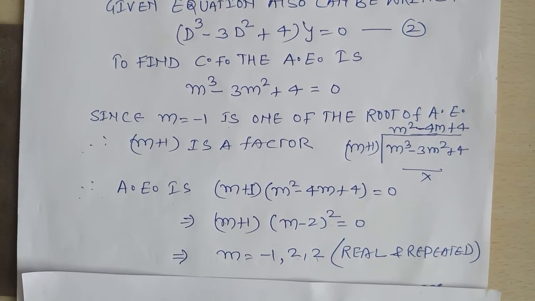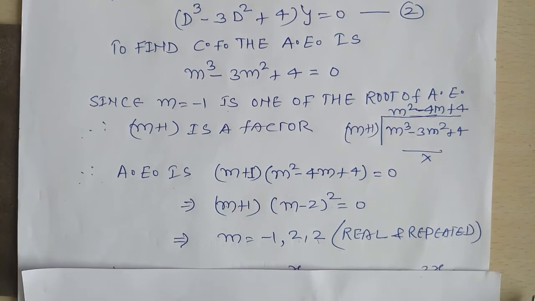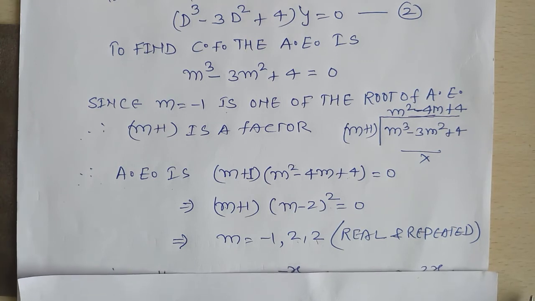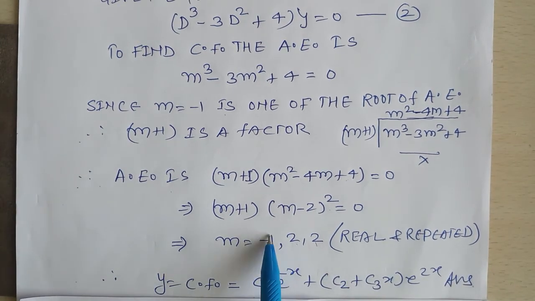Therefore we write the CF, which is the solution. y equal to CF is the solution because PI is 0. So we write for the different root C1 e power minus 1x, plus for the repeated root 2 we write (C2 plus C3 x) e power 2x. So this is the example on real and repeated roots.